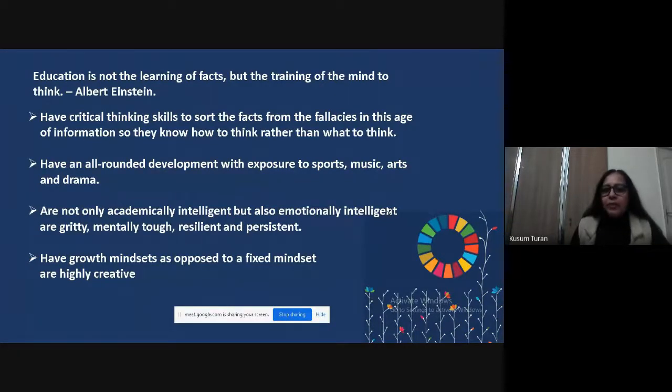Yes. So when we were in quarantine, which kind of intelligence worked? It's emotional intelligence. You had to be gritty, mentally tough, resilient, and persistent. These were the skills. This comes with metacognition, when you know what your drawbacks, your weaknesses, and your strengths are, and you work on them accordingly. Have a growth mindset as opposed to a fixed mindset, meaning you are able to adapt yourself to the existing scenario.